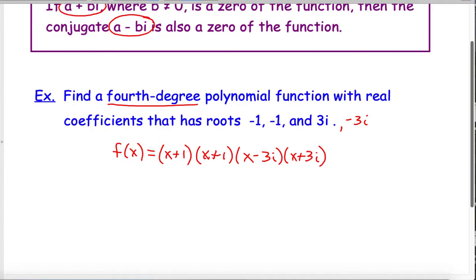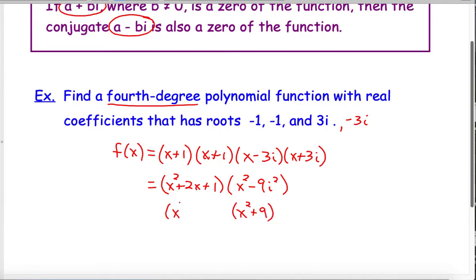The convention in this type of problem is that you need to multiply this out so it's in standard polynomial form: something x to the 4th plus something x to the 3rd, etc. So let's go ahead and multiply this stuff out. x plus 1 times x plus 1 is x squared plus 2x plus 1, if you distribute correctly. Now for the next one, it's the difference of two squares. We're going to have x squared, plus 3xi and minus 3xi, which will cancel, and then minus 9i squared. But remember, i squared is -1, so that's really x squared plus 9.